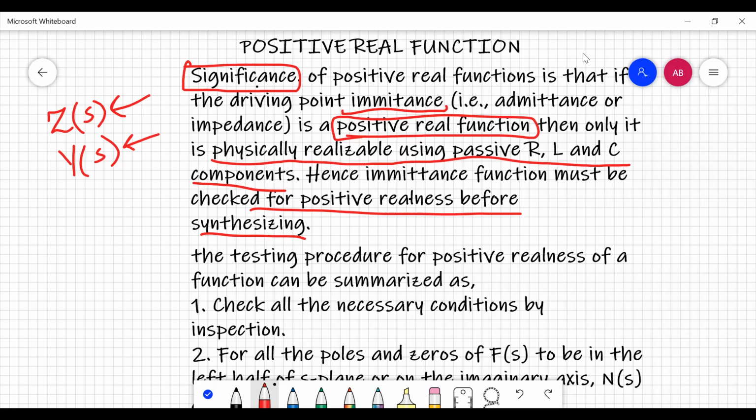Basically, when we come to the properties of positive real functions, how are you going to see that the given function is positive real or not? The very first thing is that we have to look at the admittance function or the impedance function and check for all the necessary conditions by inspection. So let's go on to the properties that we can look at and then tell whether the given function is positive real or not.